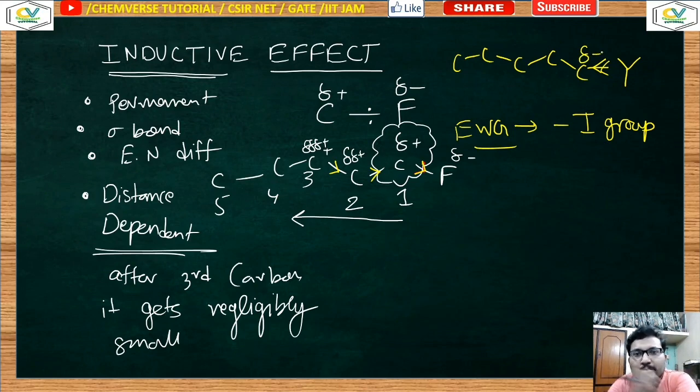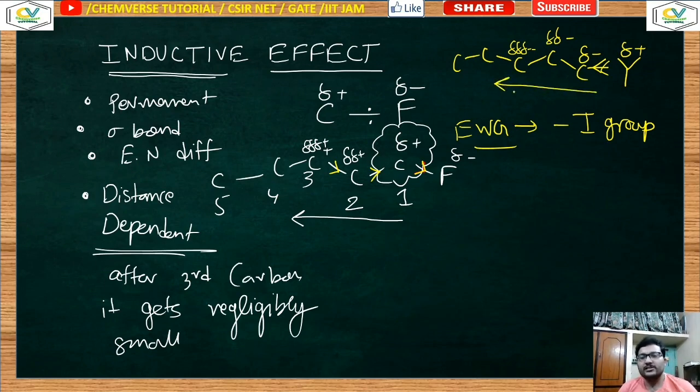This carbon will acquire some amount of negative charge, Y will acquire some amount of positive charge, and this negative charge will be induced and this effect will carry through the ring. As you move in this direction the effect keeps on diminishing, and beyond the third carbon it will be negligibly small. Clear? So this is the very basic thing we need to learn in the inductive effect.